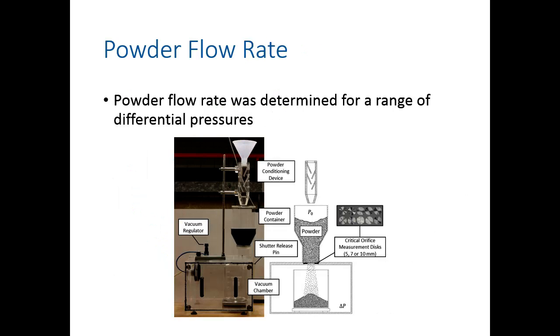The next problem to look at was to determine the mass flow rate of the powder through the container under the influence of differential pressure. Very similar setup to the previous experiment. The container is larger, and we also have a much larger vacuum chamber at the bottom. First, we increase the differential pressure to a value above the pressure required to initiate the powder flow. Then we measure the mass flow rate through exit diameters of 5, 7 and 10 millimeters.